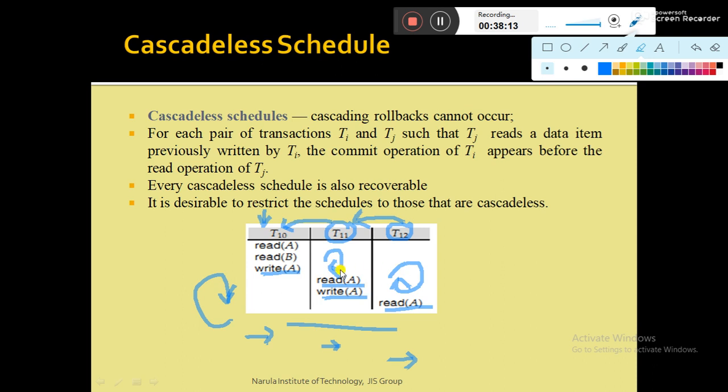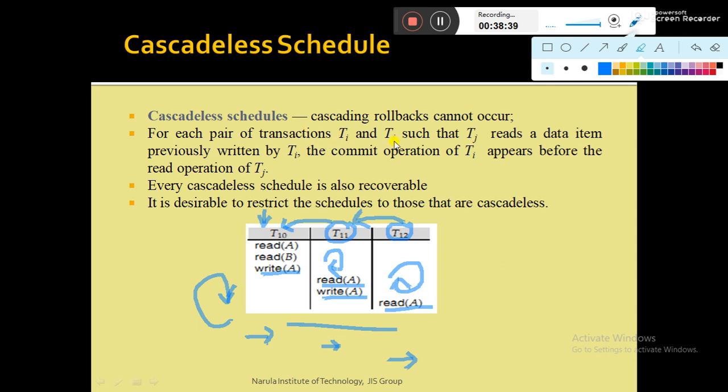So in a schedule, cascading rollback should not occur. This is not desirable at all. And if a schedule has no cascading rollback, that schedule is known as a cascadeless schedule. Again I am repeating, if in a schedule there is no cascading rollback, then the schedule is a cascadeless schedule. And when will the cascadeless schedule happen?